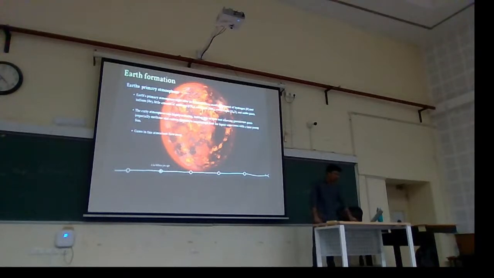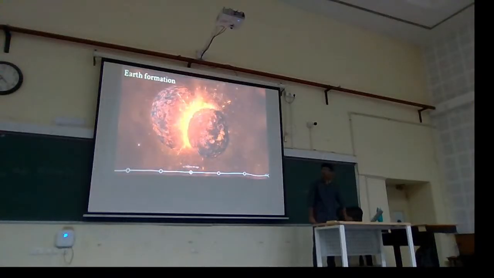After that, one of the major events that occurred was the impact of Theia. Theia was another planet which struck our Earth around 4.5 billion years ago, which resulted in the formation of our moon. It also gave some amount of mass to our Earth. And this event literally shattered the core of the Earth. So because of this event, what happened?